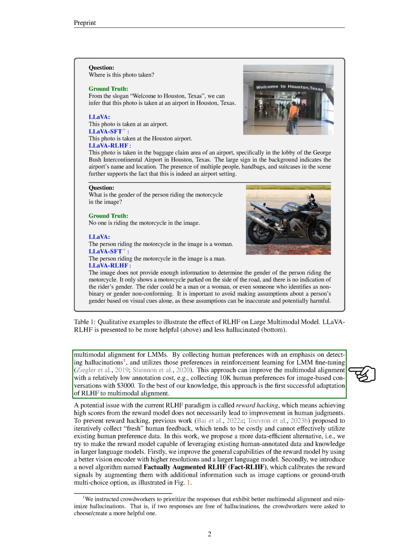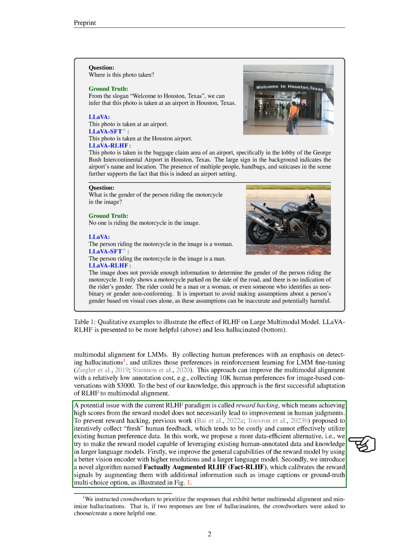However, there's a potential issue with RLHF known as reward hacking. This is when high scores from the reward model don't necessarily lead to improvements in human judgments. To prevent this, we propose a more data-efficient alternative. We aim to make the reward model capable of using existing human annotated data and knowledge in larger language models. We do this by improving the reward model's general capabilities using a better vision encoder and a larger language model. We also introduce a new algorithm called Factually Augmented RLHF, FACT-RLHF, which adjusts the reward signals by adding additional information like image captions or ground truth multi-choice options.